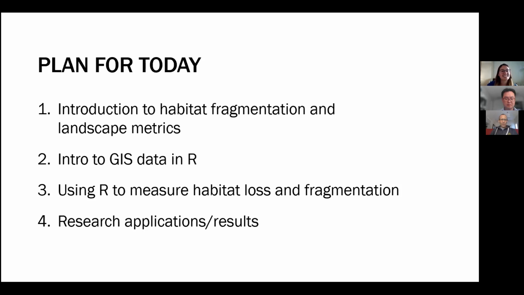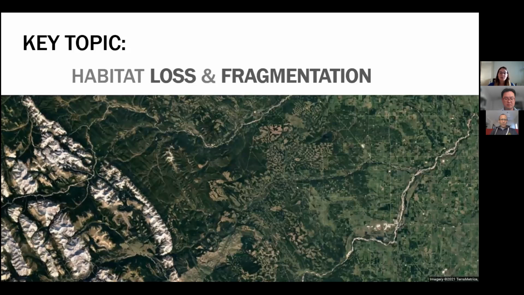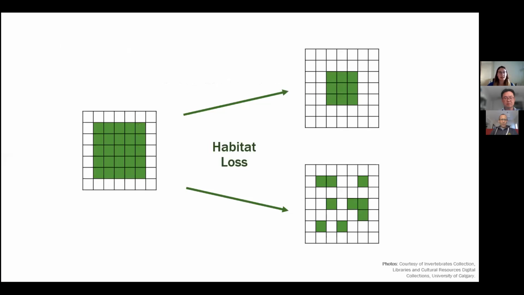So I'll get started. The key topic for today and for the first chapter of my research is habitat loss and fragmentation. I'm sure probably everyone has heard about this in the news. It's one of the major factors influencing biodiversity around the globe. So habitat loss, we're probably all relatively familiar with. It's just the process of losing actual habitat area.